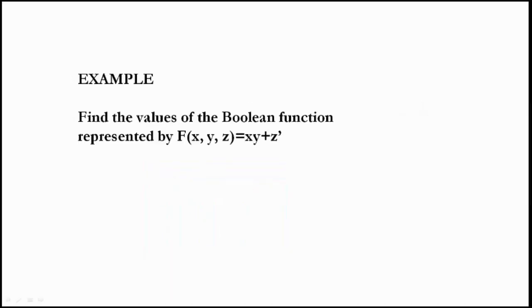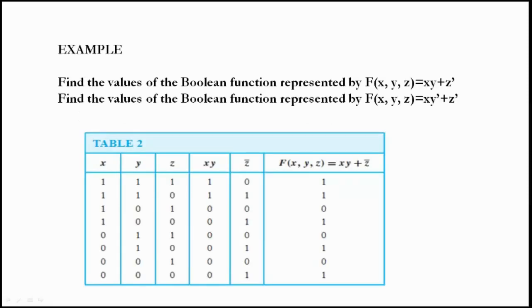So find the values for the Boolean function represented by this one. You input the values x, y, z as 0, 1. X will have two possible values 0 and 1. Y will have two possible values 0 and 1. Z also has two possible values 0 and 1. Make combinations and get the resultant value of xy equal to z. Clear?